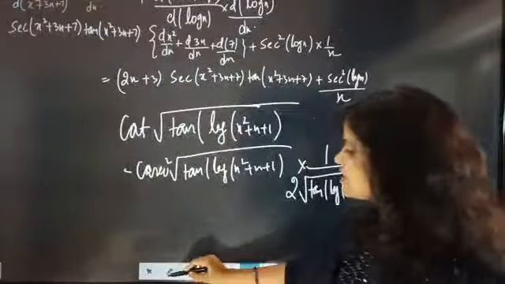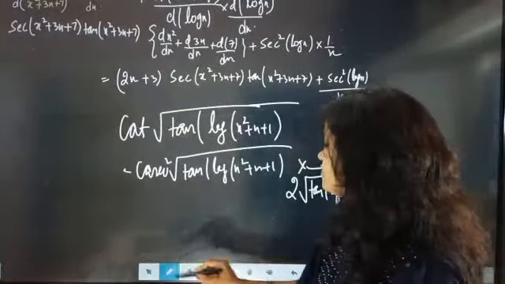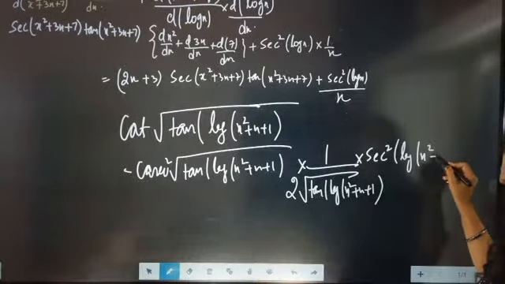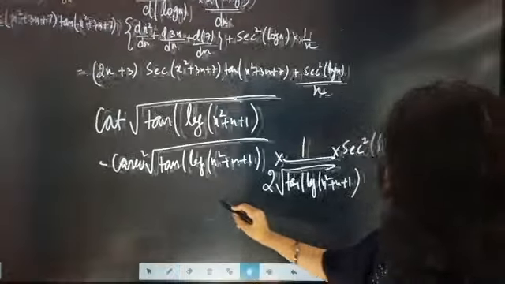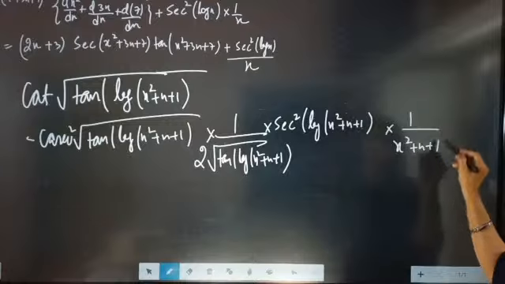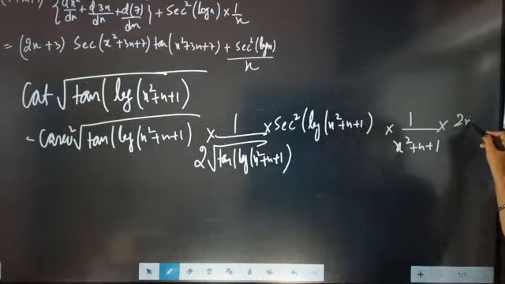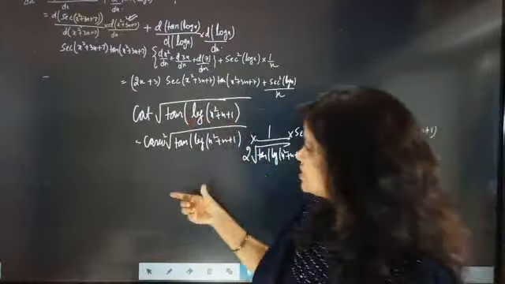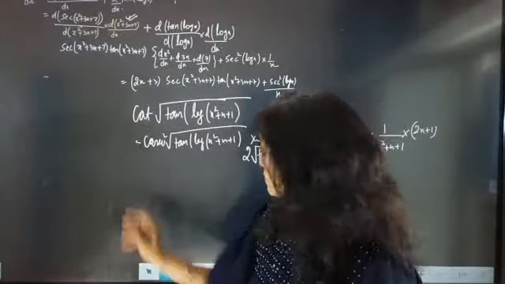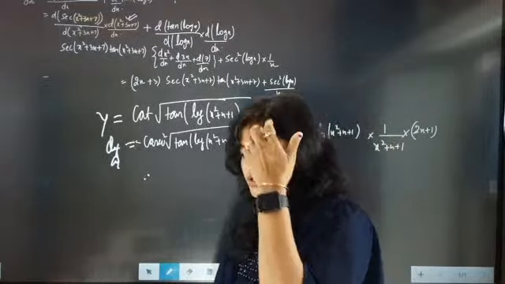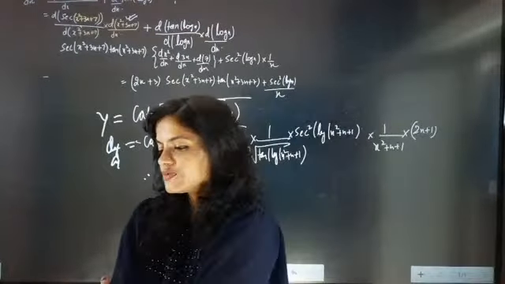Now tan x is going to give secant square of log of x square plus x plus 1. Now after secant square, log will give 1 by x square plus x plus 1, and this differentiation is going to give you 2x plus 1. So you got a very small answer. By chain rule, this question's differentiation will come as this one. So dy by dx equal to this much.